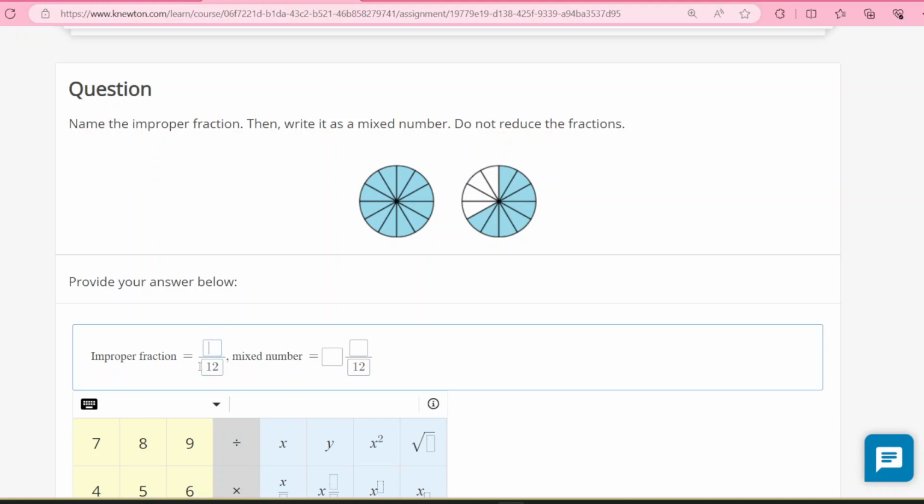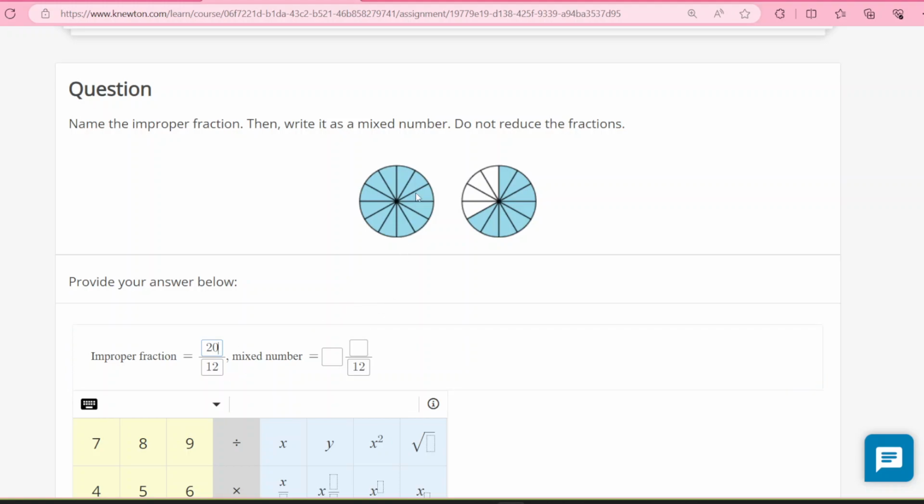Now, the numerator of the improper fraction is just how many of those pieces are now filled in. How many are we counting? Well, 12 out of 12 are counted in this whole unit here, and it looks like 8 out of the 12 counted over here. All right, so 12 and 8, that makes 20. There are 20 of these slices, 20 of these pieces shaded in. All right, so this is 20 twelfths.